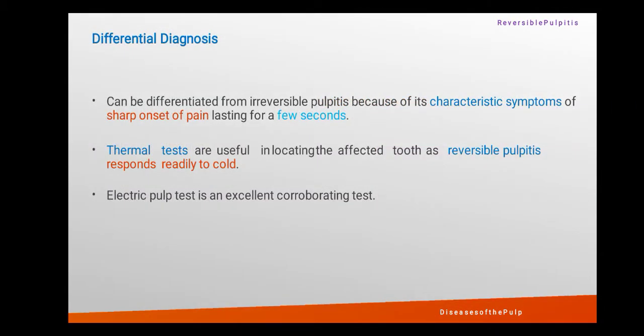Differential diagnosis: it can be differentiated from irreversible pulpitis because of the characteristic symptom of sharp onset of pain lasting for a few seconds. Thermal test is usually helpful in locating the affected tooth, as reversible pulpitis responds readily to cold. Pulp electric test, EPT, is also an excellent corroborating test.